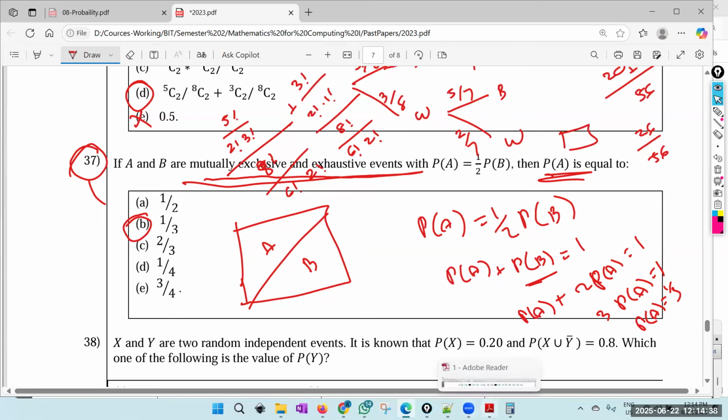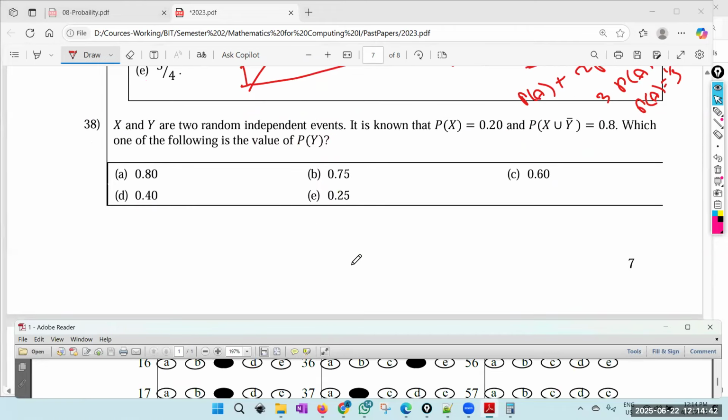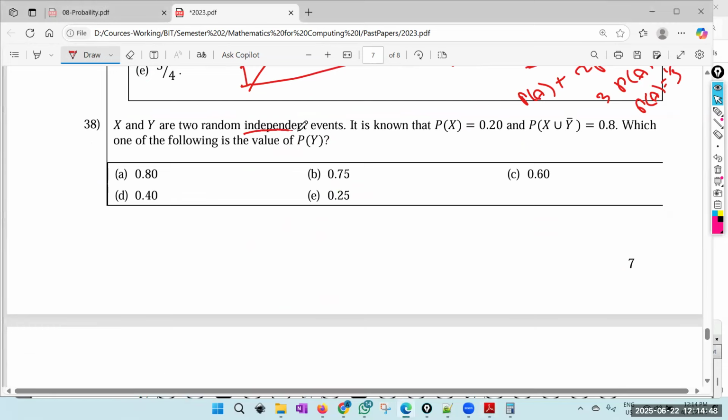B, 38. X and Y are two random independent events. It is known that P(X) is 0.2, P(X union Y bar) is 0.8. Which one of the following is the value of P(Y)?